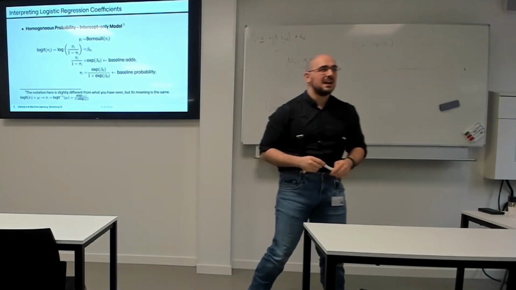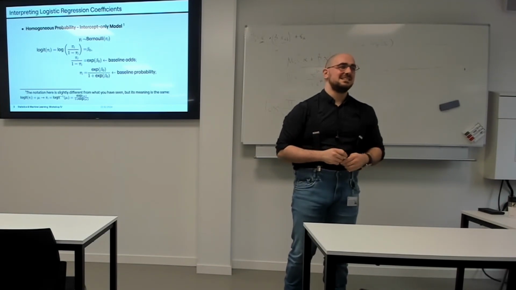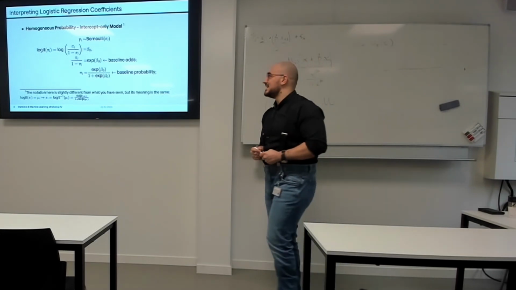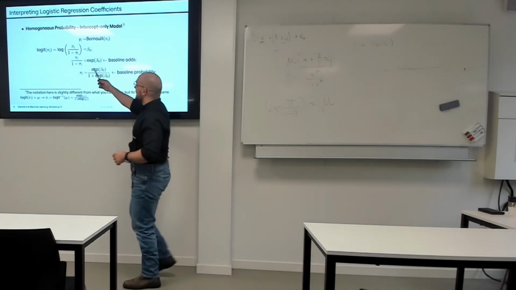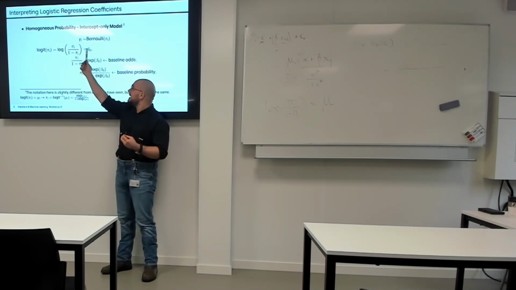So if we just take the exponential of the intercept, we have the odds. Exactly. That's what this is saying. You're on the log odds scale in logistic regression. You can take the exponential and you end up on the odds scale. The intercept on the odds scale is exp of beta 0.